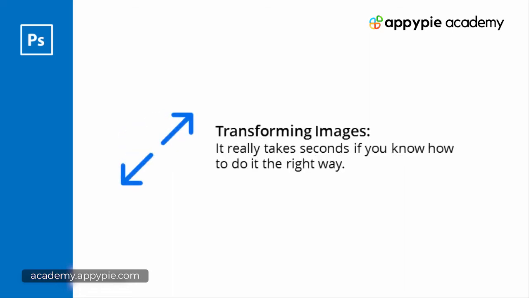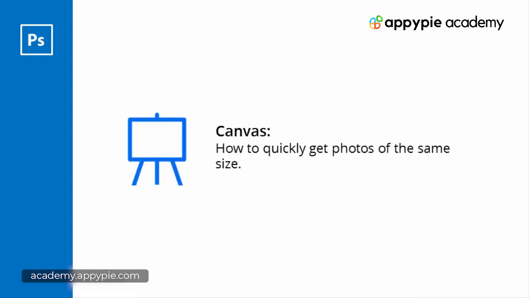In the next section, you'll learn how to quickly transform your images, how to change their size, how to rotate them, how to flip them, all that using the quickest and the simplest techniques. You know, there's a difference between the image itself and the canvas that it sits on. So in this section, you'll learn how to use the canvas, what's the difference between the canvas and the image, and what are the practical benefits of it.